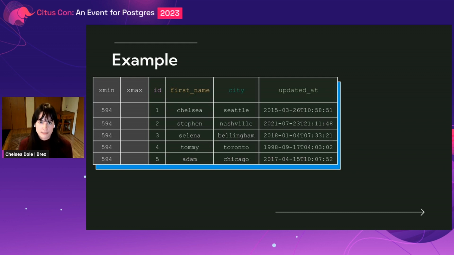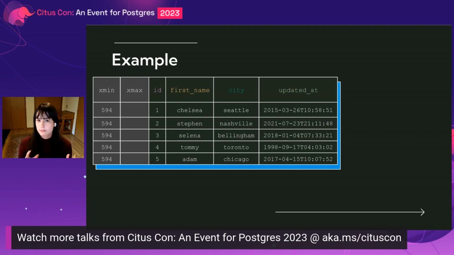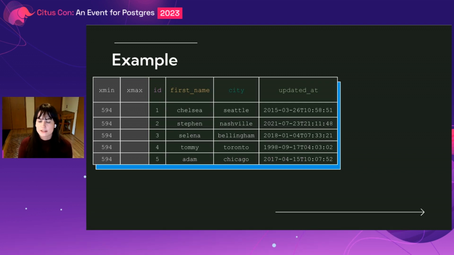We're going to go through an example because it's a lot easier when you see it visualized. We're going to use this example table here, where we have an ID column, first name, city, and updated at. We're going to be tracking employees or users and where they live. And we're going to internally track xmin and xmax in Postgres. If you were to query this as a user, you wouldn't actually see xmin and xmax, but Postgres is tracking them to use for its transaction snapshots.